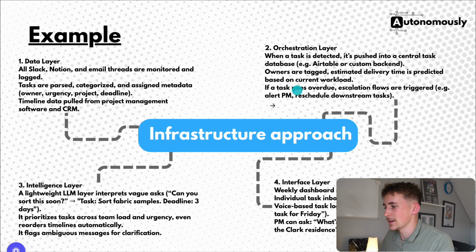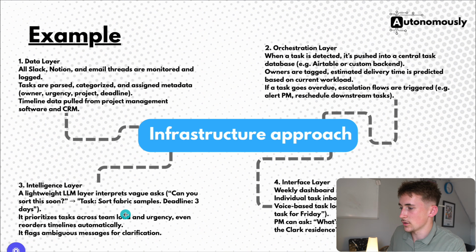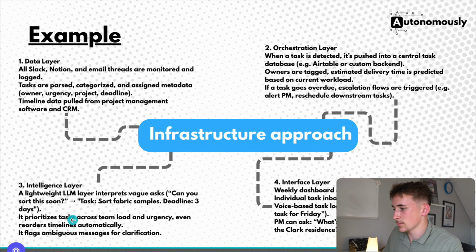The third thing could be an intelligence layer. So a lightweight LLM layer interprets vague tasks like, can you sort this soon? The task could be sort fabric samples. The deadline could be 3 days. So it's going to go through, look at everything that needs to be done, assign it a task, and then assign it a deadline. And then it's going to prioritize team tasks across load and urgency, even reorder timelines automatically. It flags ambiguous messages for clarification.